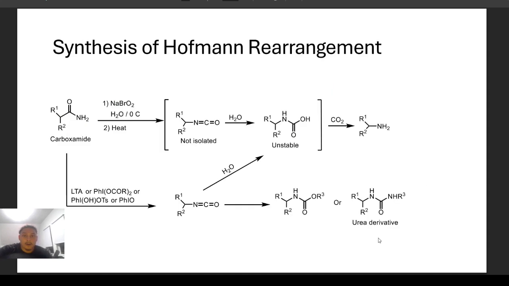The synthesis of the Hofmann rearrangement. First you're going to start off with a carboxamide, NaBrO and water, and then heat. This forms the isocyanate right here. Then using water, this forms the unstable intermediate, which will react with itself to form CO2, and then this over here, which is the NH2.